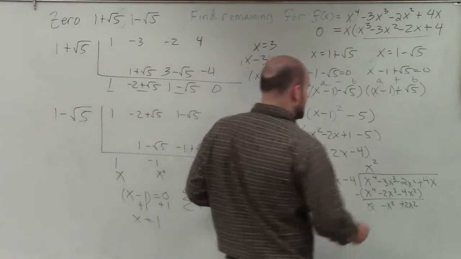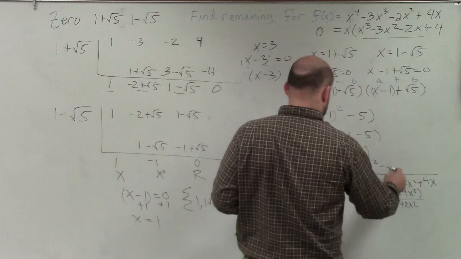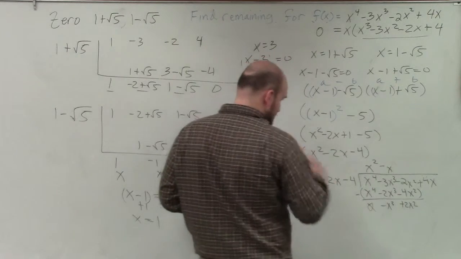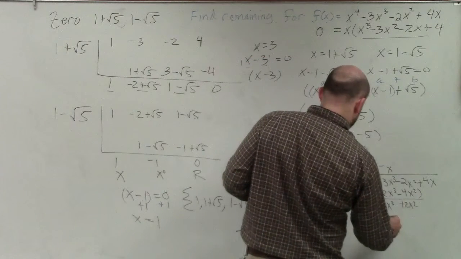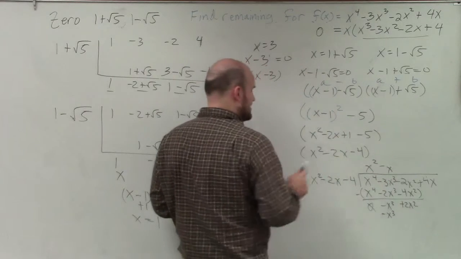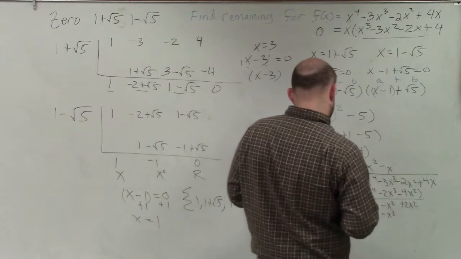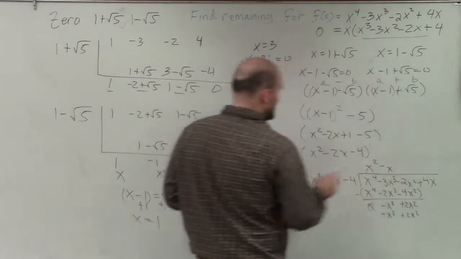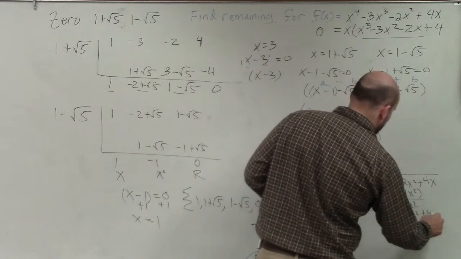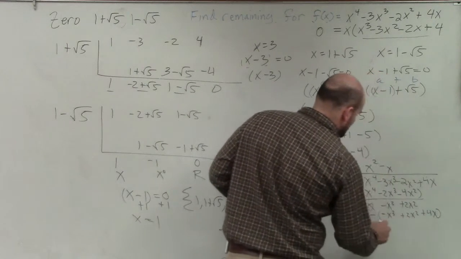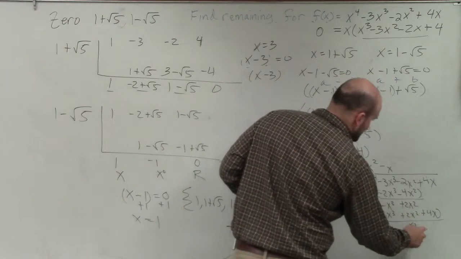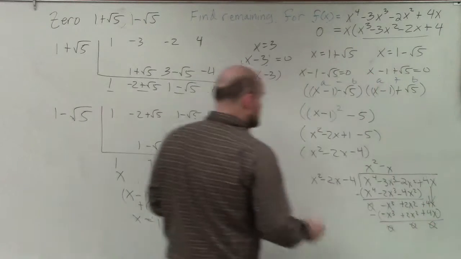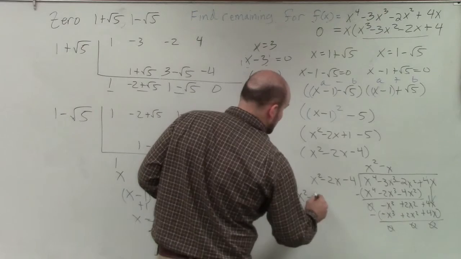So then x squared goes into negative x cubed. Negative x times x squared is going to give me negative x cubed. Negative x times negative 2x is going to give me a positive 2x squared. And negative x times negative 4 is going to give me a positive 4x. Again, subtract your rows. 0, 0. I have nothing to subtract here, so I bring this one, positive 4x, down. And that gives me a 0x. So therefore, my other factor is x squared minus x.